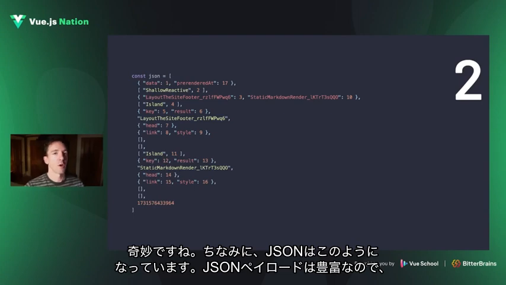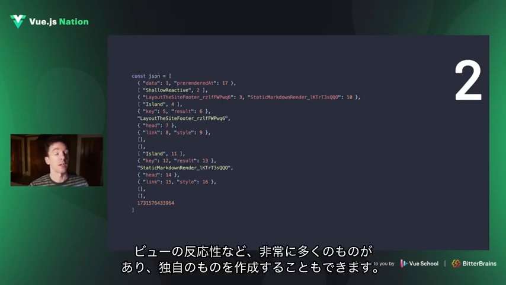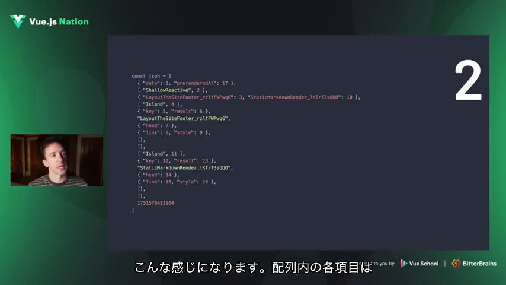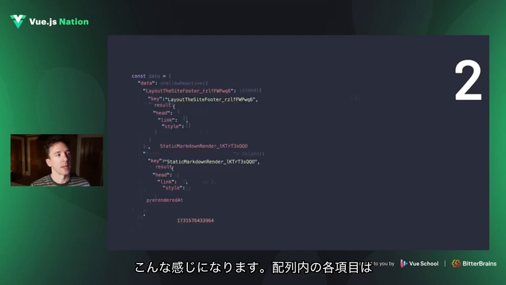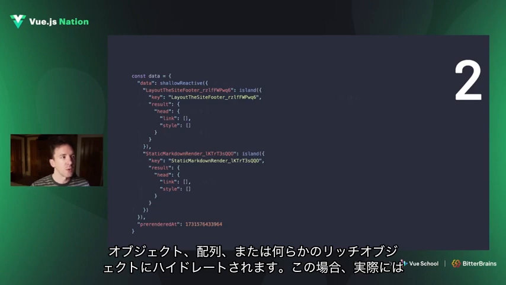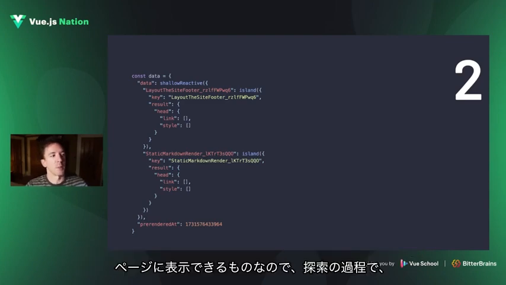The JSON payloads are rich, so they're not just JSON. They don't just support strings and booleans and numbers. They actually support quite a lot of things, including Vue reactivity and more. You can even create your own. It's all powered by Rich Harris's devalue library. So something like this gets turned into something like this, with every one of those items in the array either being hydrated into an object, an array, or some kind of rich object. In this case, we're actually hydrating components. Those individual items get hydrated into actual server components, which can be used and displayed on the page.